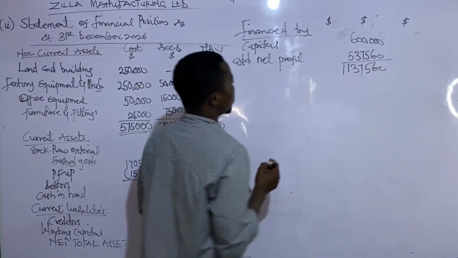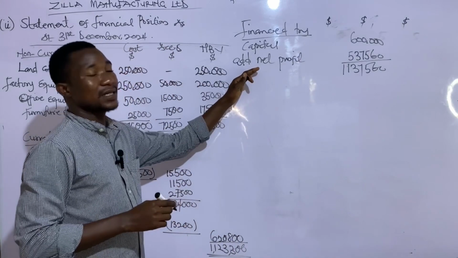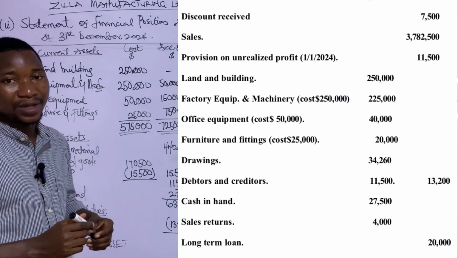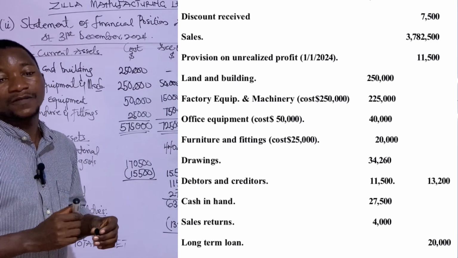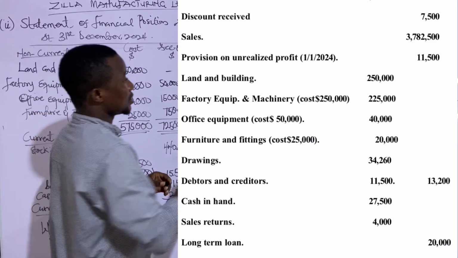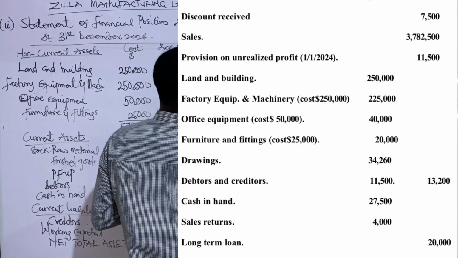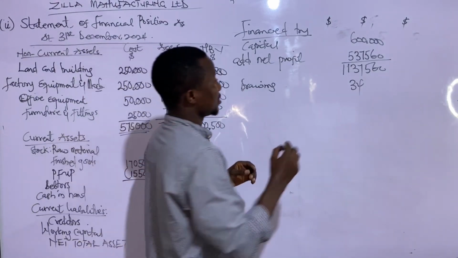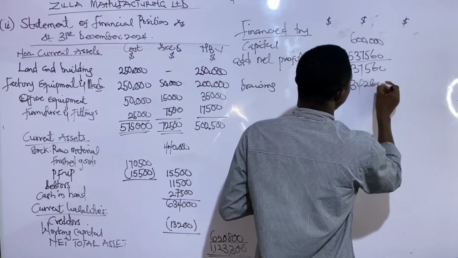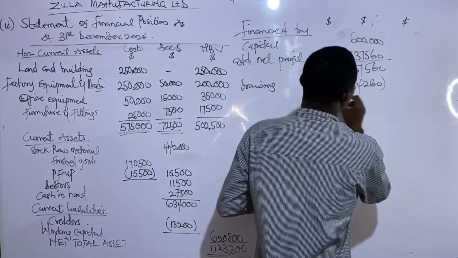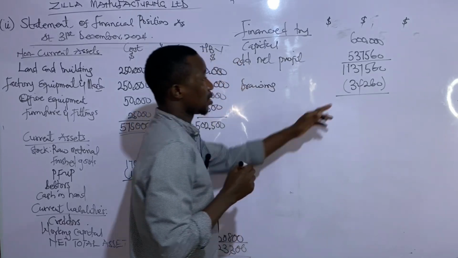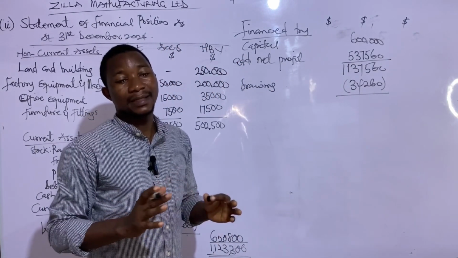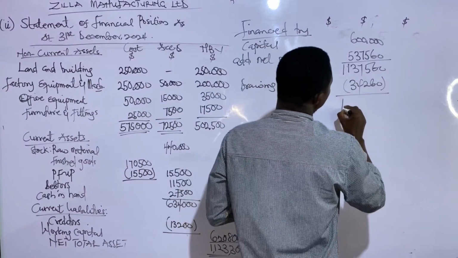After we add our net profit, the next thing to do is to consider if there are any drawings. And from the question, we have drawings, okay? And the drawings is an amount of 34,260. Yes, 34,260 from the question. So we subtract drawings. And when we subtract this from this amount, you will get an amount of 1,103,300.